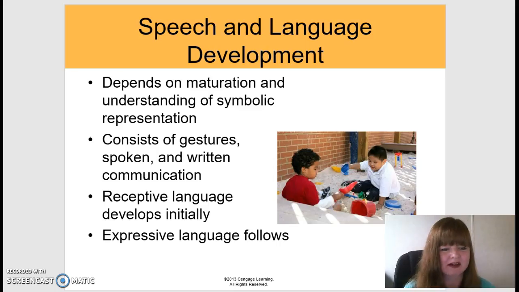Speech and language development depends on the maturation of the child and the understanding of symbolic representation in their world. It consists of gestures in the beginning, and then we move to spoken words and written communication. So this does happen in stages. Receptive language develops initially so that they can understand a little bit about what's being said, but they can't respond to it. And then expressive language follows after that, in which they can engage in conversations.